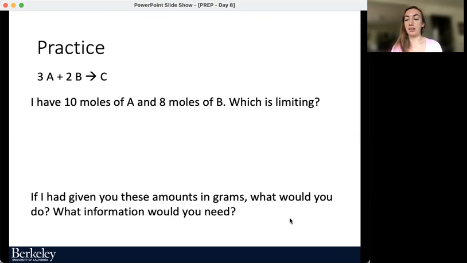I'll pull you back in like 5 minutes, so 11:35. Wait, we just have to talk about which is the limiting factor in this one. Yep, so answer both of these questions, which is limiting, and then what would change if I had given you, instead of moles of A, grams of A and grams of B. Okay.